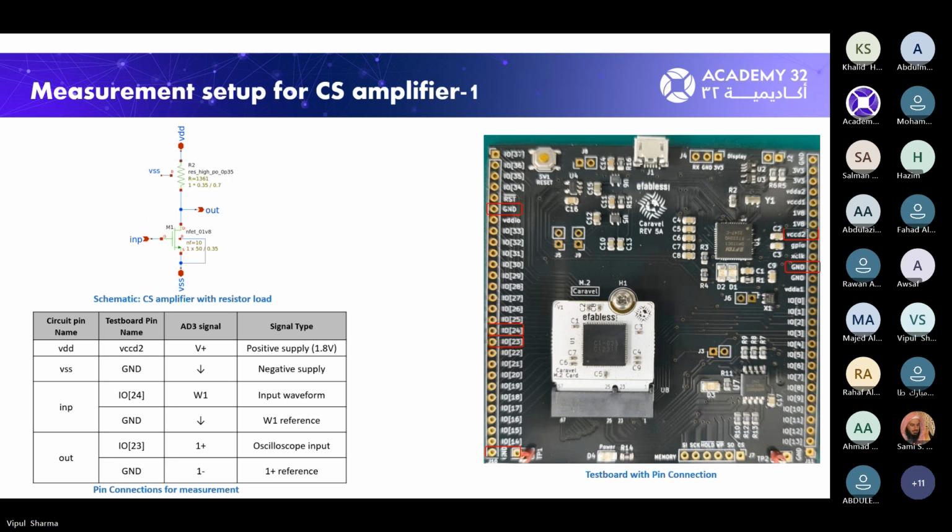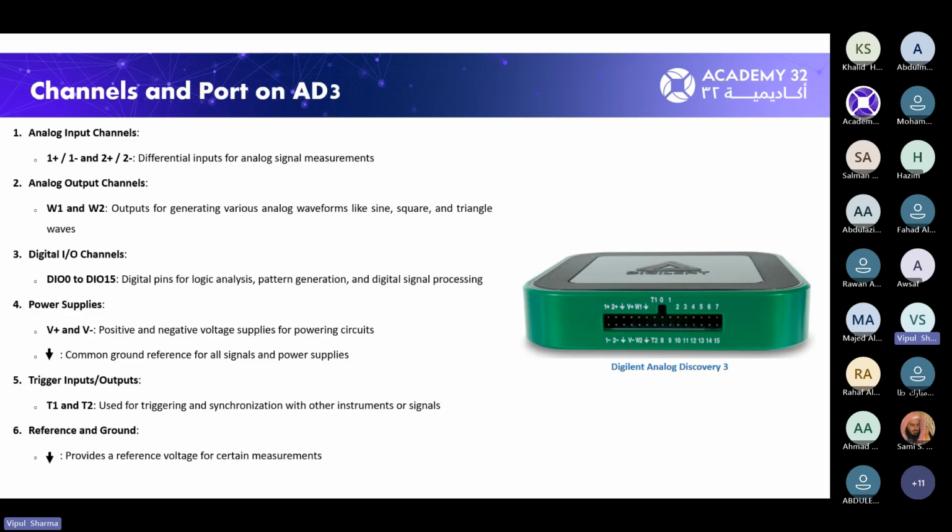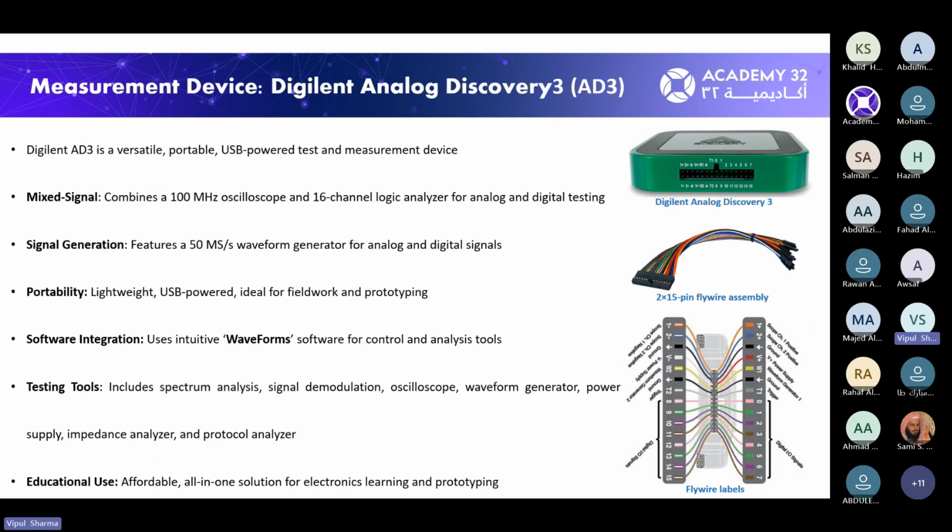And in order to provide a power supply to this pin here, it will be provided from the V plus channel of AD3. So this is the V plus channel. I hope it is visible, this one. And to make the connection from AD3 to the test board, we will be using this fly wire assembly. This comes with this equipment, and all the wires are pre-arranged as per the port channel functionality here.